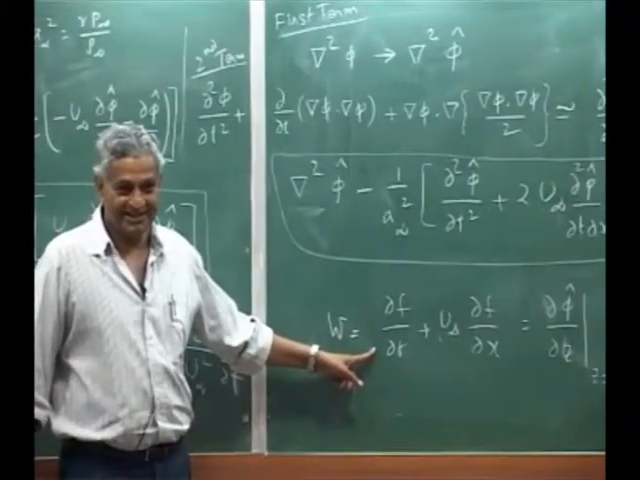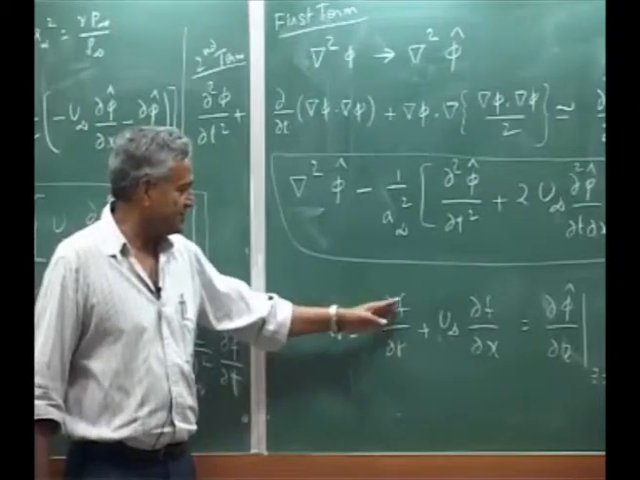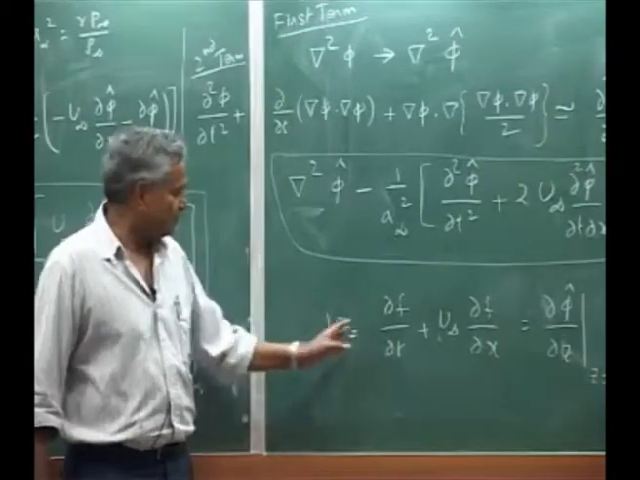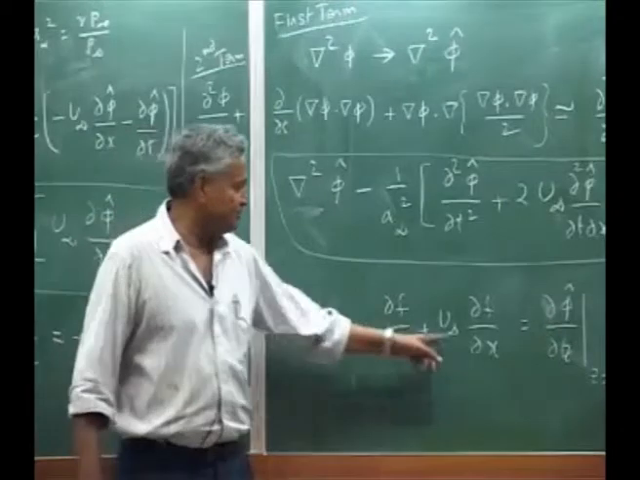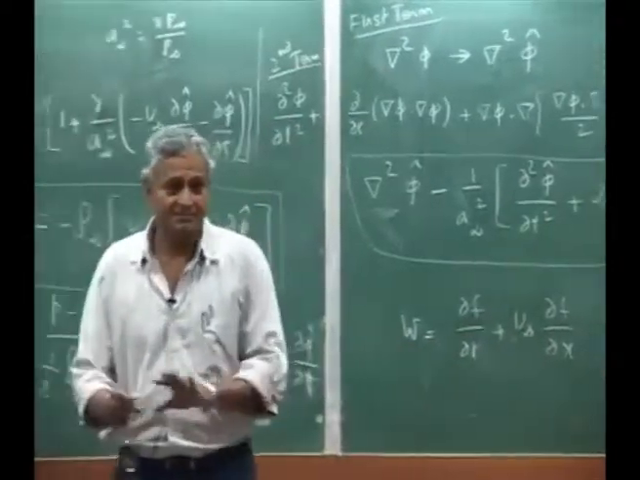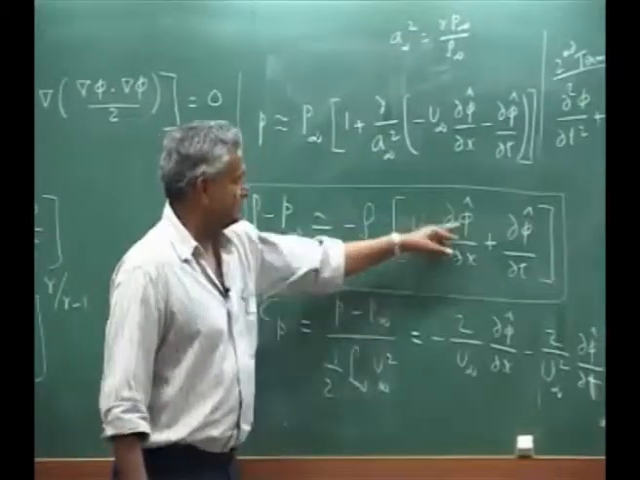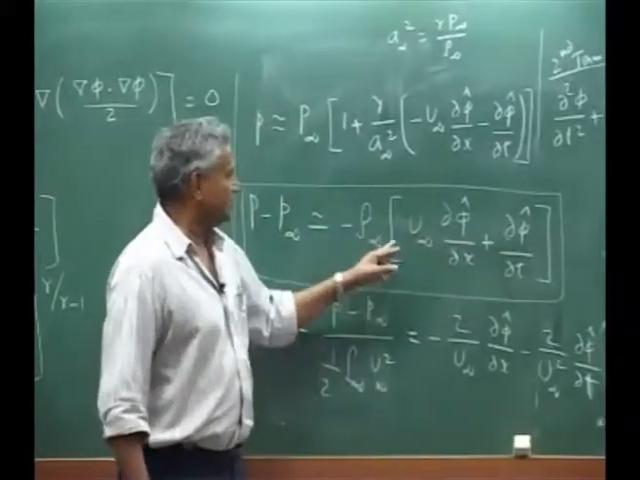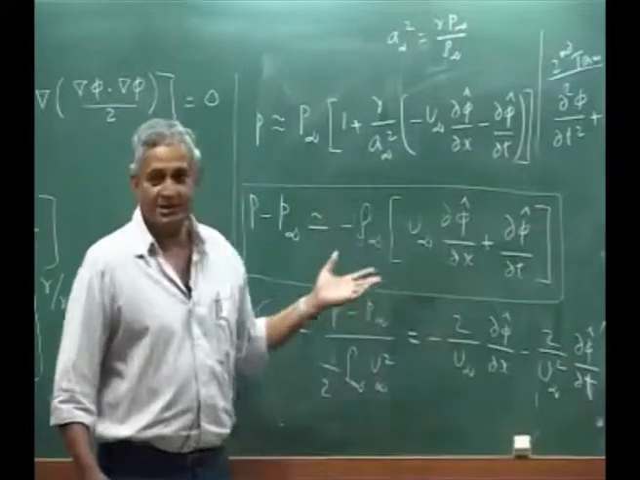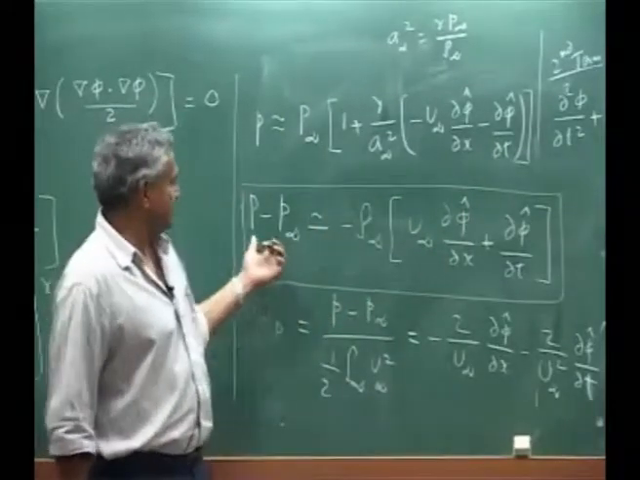Okay. If my boundary condition F is independent of T, that's all. My boundary condition W is U infinity delta F by delta X. That's all. And my pressure, this term will go off, rho infinity U infinity delta P by delta X. So I need to get only this, the change in pressure.